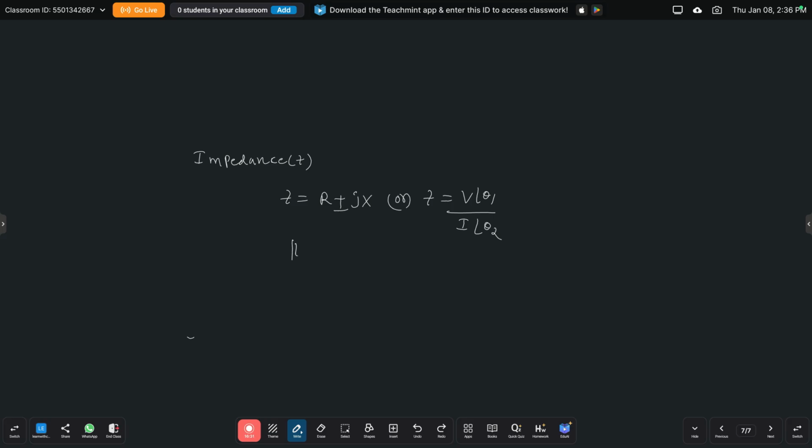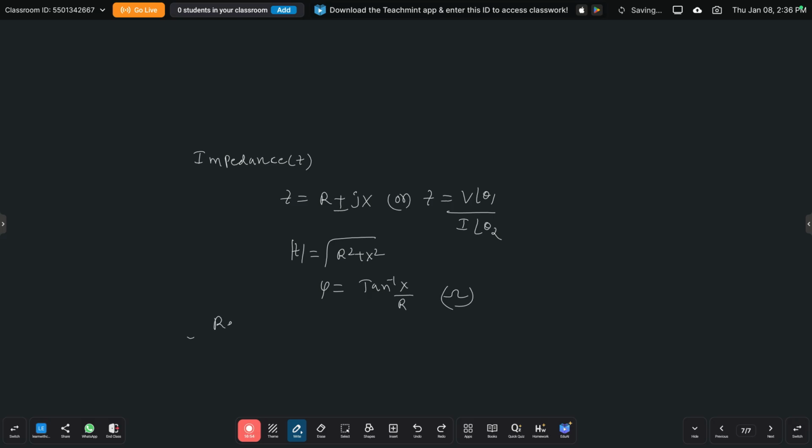So suppose if I want the magnitude of Z, how do I write it? Square root of R square plus X square, right? And if I want the phase angle, phi is equal to tan inverse X by R, right? Now what are the units? The units are ohms only, right?